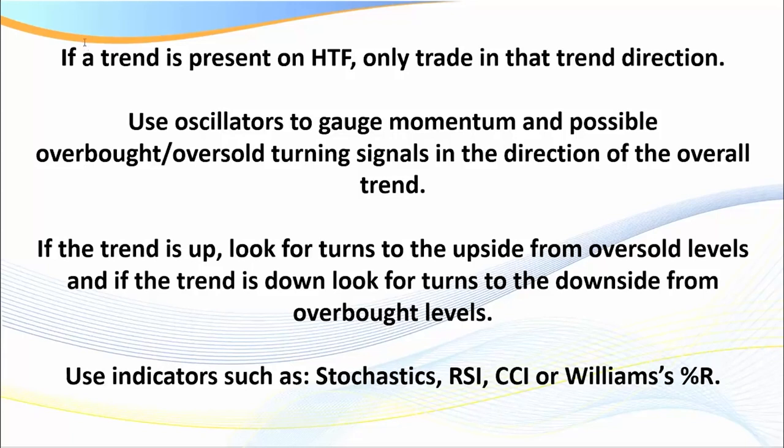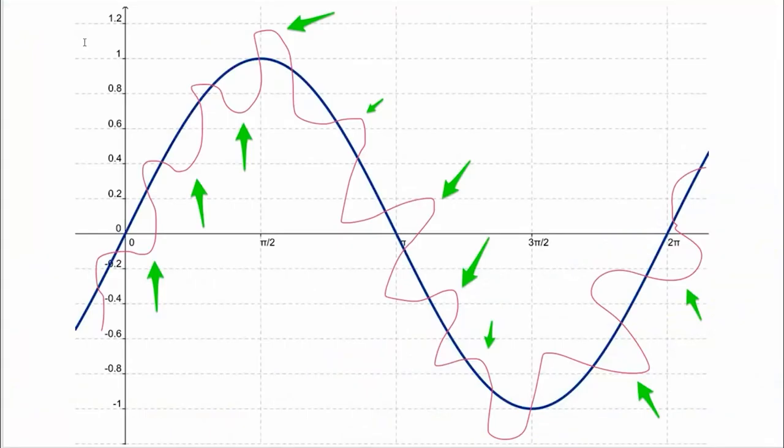For an example, if the trend is up, you look for turns from the downside, from oversold areas, you look for them to turn up. If it's down, you look for them to turn down from overbought areas. You may use stochastics, RSIs, CCIs or Williams %R. There's lots of indicators that you can use to help confirm a trade in the direction of the higher time frame. Now, in a moment, we're going to go to the chart. I'm going to show you practically on some charts.